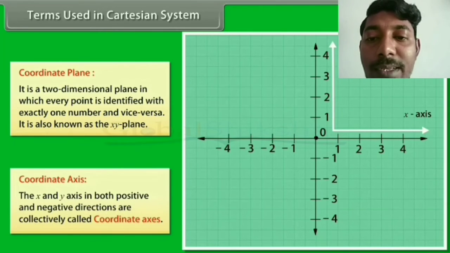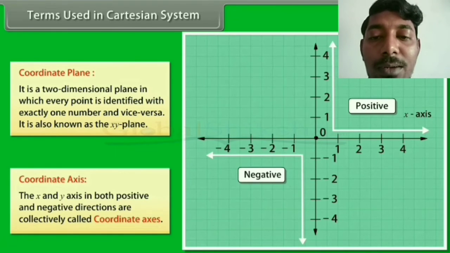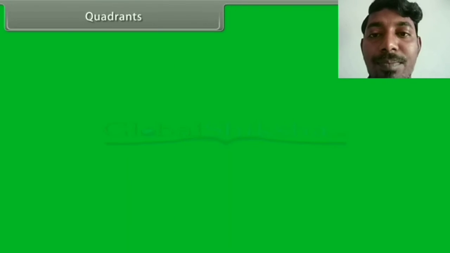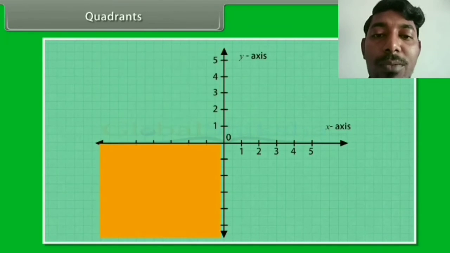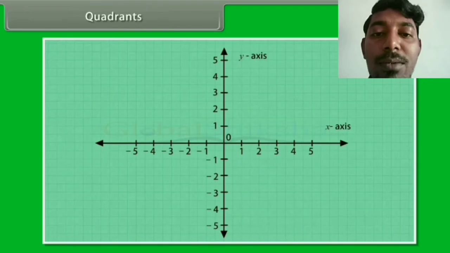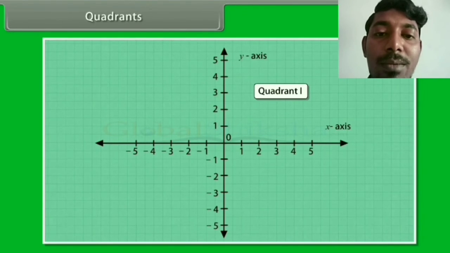Here we can see the x-axis and y-axis. The plane is called the xy plane. Coordinate axes: the x and y axes, in both positive and negative directions, are collectively called the coordinate axes. In the first quadrant, x and y are positive, and in the third quadrant, x and y are both negative. What is a quadrant? The plane is divided into 4 equal parts.